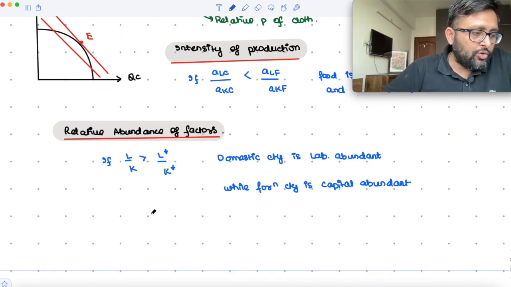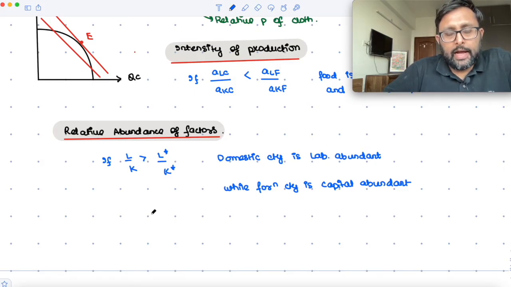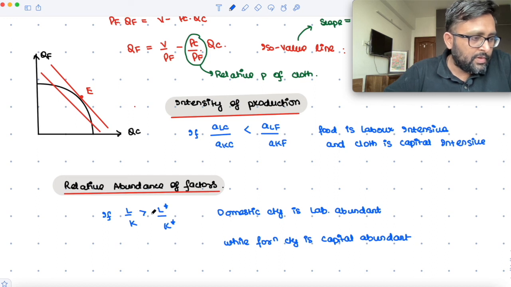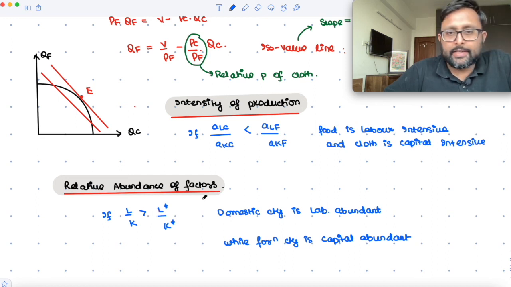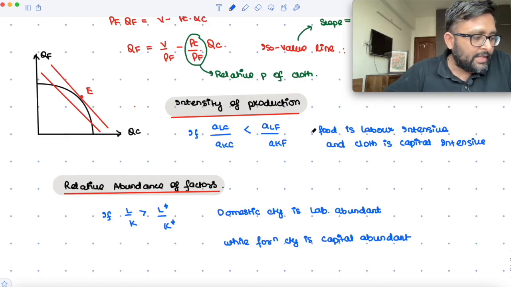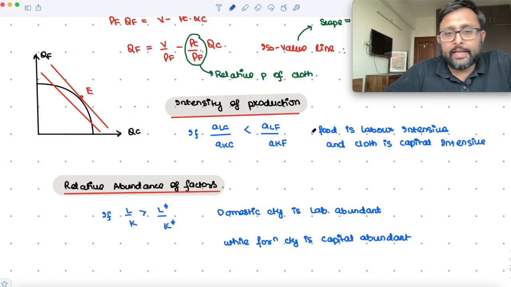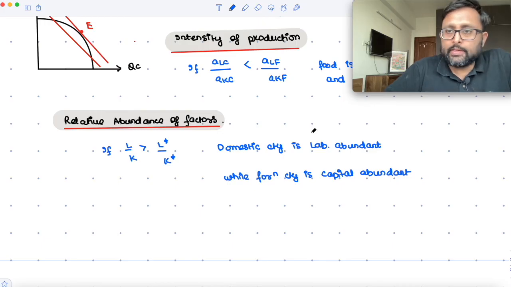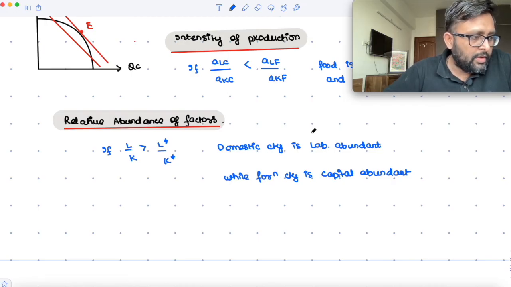And we will also assume that home is labor abundant, and the foreign country is a capital abundant nation, and cloth is labor intensive while food is capital intensive. Although here we have written something else, we will be saying it like this: cloth is a labor intensive commodity, and food is a capital intensive commodity. Okay.